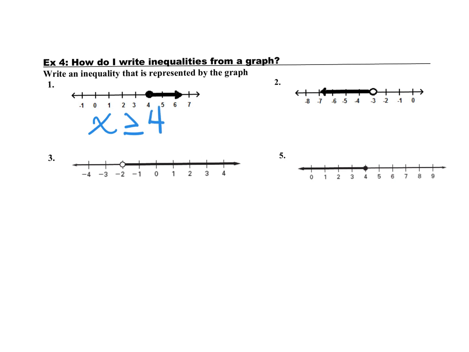For number 2, notice we have an open dot and that it's going to the left. So it's not going to be equal, but it's going to be less than -3. So x is less than -3. Number 3, notice how we're going to the right and it's open. So it's going to be greater than -2. So x is greater than -2. And our last one, because it's got a closed dot, it's going to be less than or equal to 4.